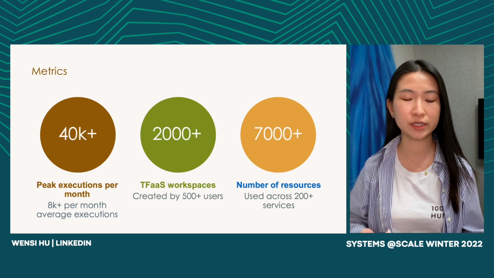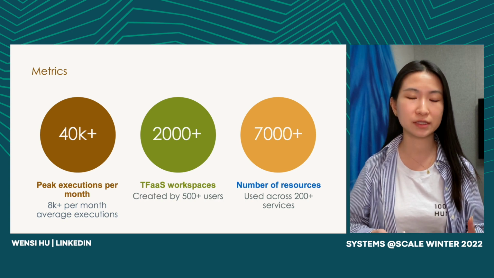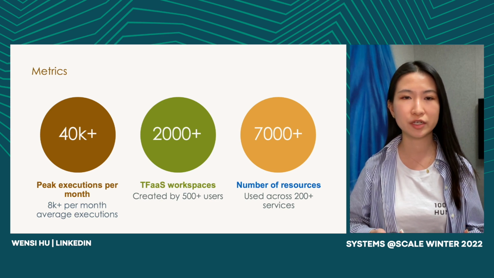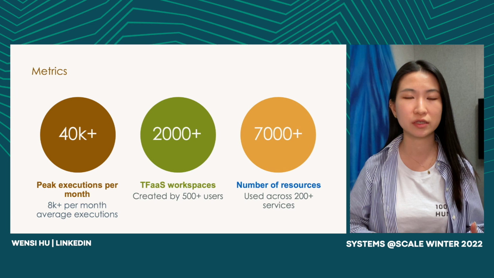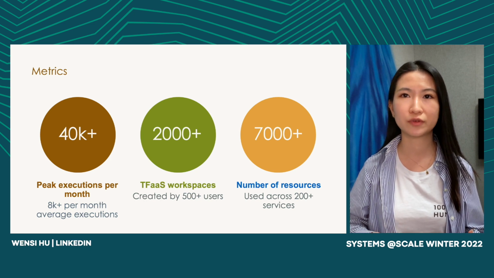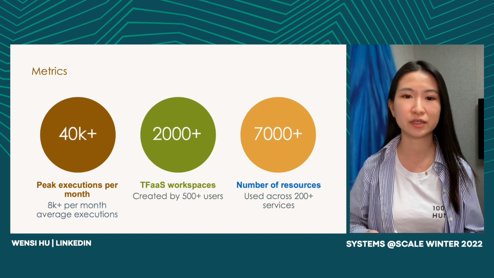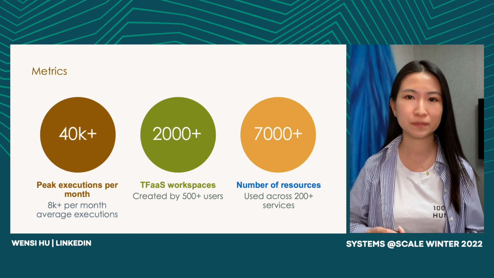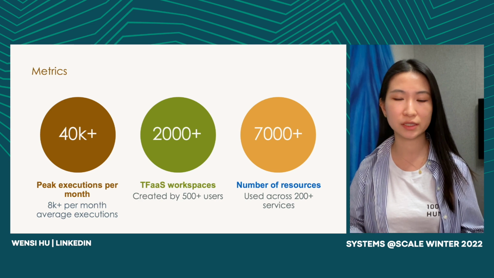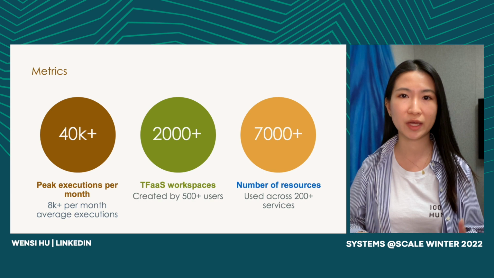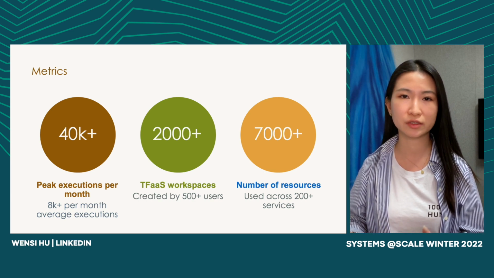Next, some high-level metrics. At TFAS, we are now experiencing over 8,000 executions per month on average, and we are hitting a peak of over 40,000. We also have more than 500 users right now, from SRE teams, developer teams, etc., and they have created over 2,000 workspaces so far. In terms of resources, we now have over 7,000 resources backing over 200 services within LinkedIn.